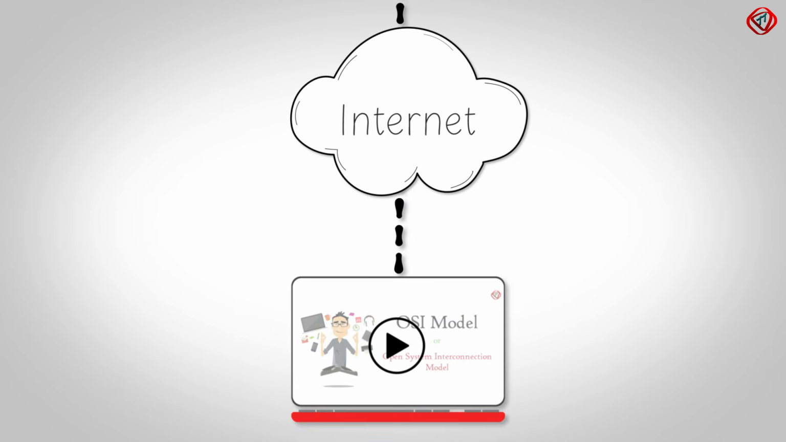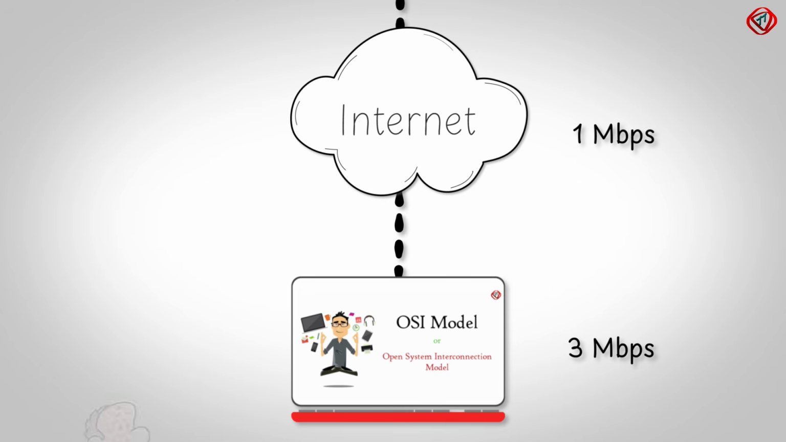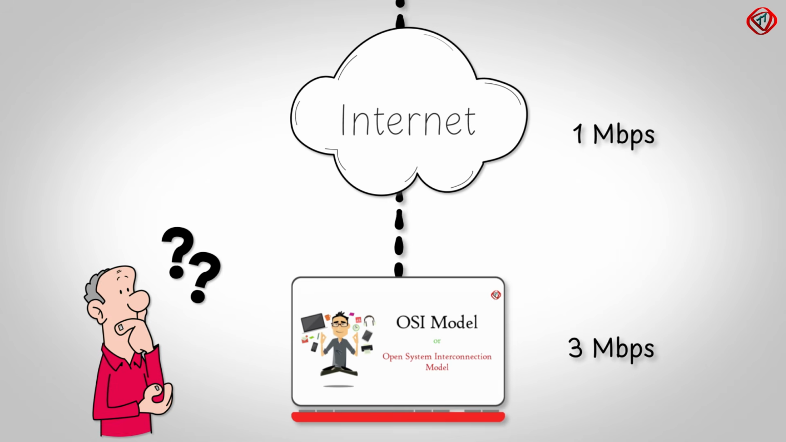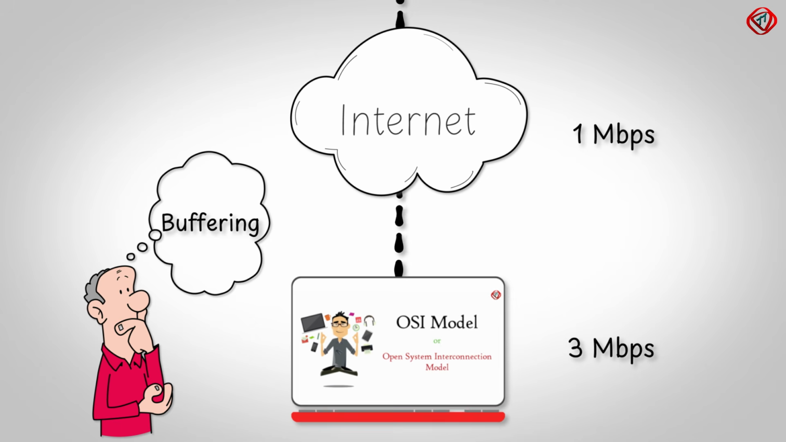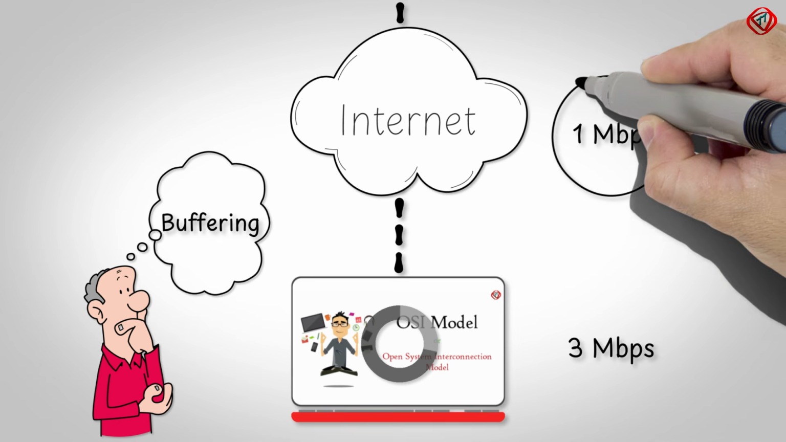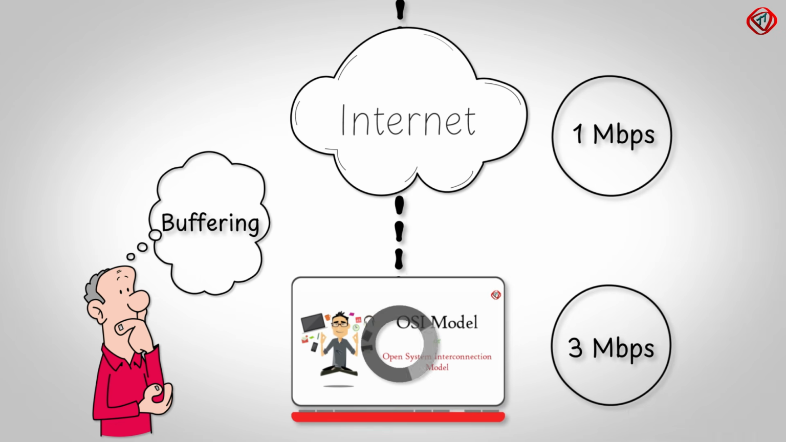Now, suppose a video needs 3 Mbps internet speed to play smoothly, but your internet can only provide 1 Mbps. So, what happens now? Buffering. That annoying loading circle appears because the video is arriving slower than it is being played.